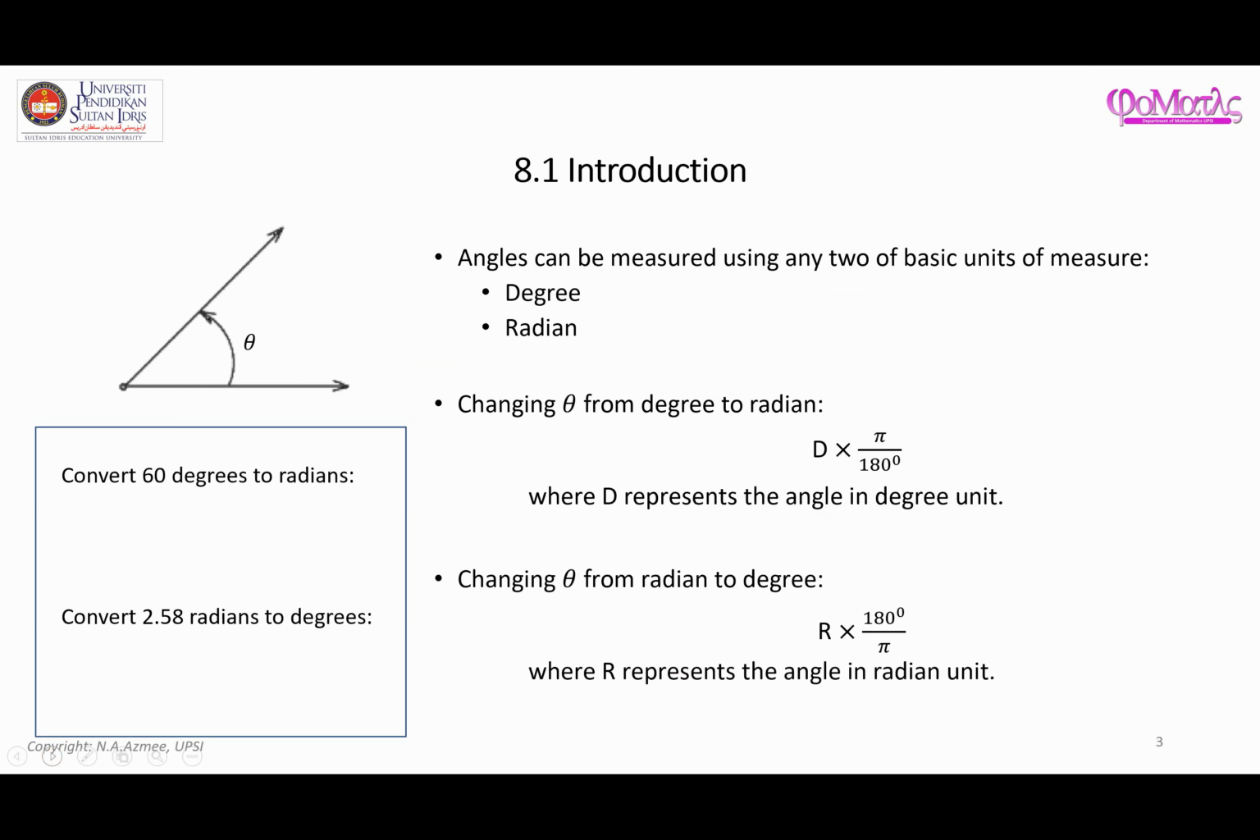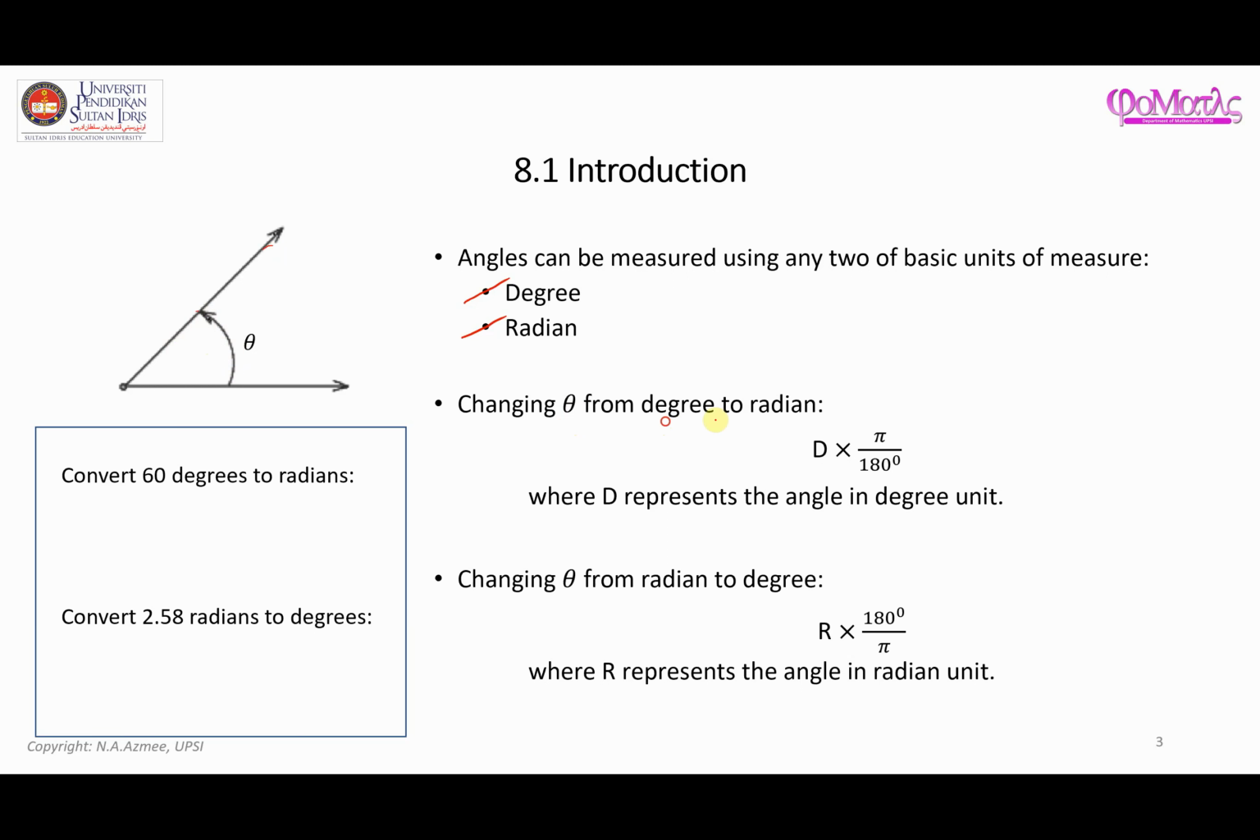Now we're going to look at a basic concept of angles. An angle is a surface between two intersecting lines. We have the first line over here and the second line, and these two lines intersect with each other. Angles can be measured using either of two basic units of measure: degree or radian. Theta is the measure of the surface between these two intersecting lines.